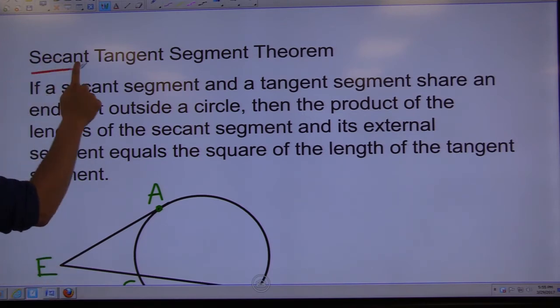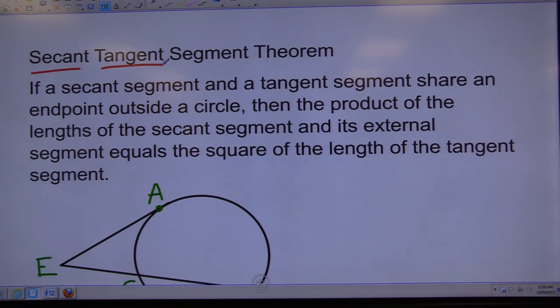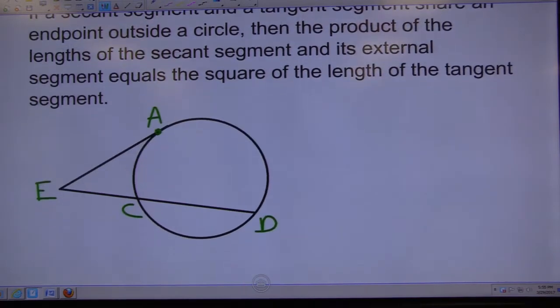So notice what we have here, secant tangent. So we're going to have a secant segment, and we're also going to have a tangent segment. And I have a picture drawn down here. So try to fill in the blanks here in your guided notes, and we'll get started after this. Make sure you get the things you're missing there. And again, if you need to pause it, go ahead and pause it. But let's go ahead and keep going here.